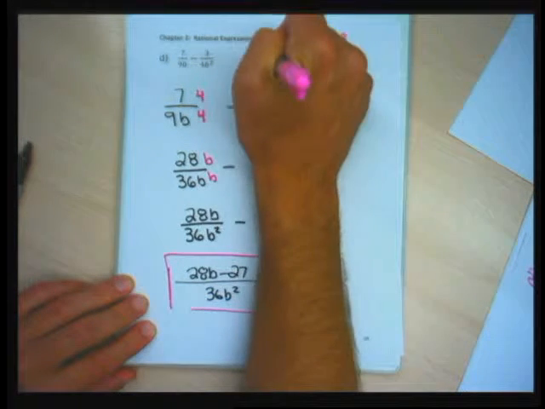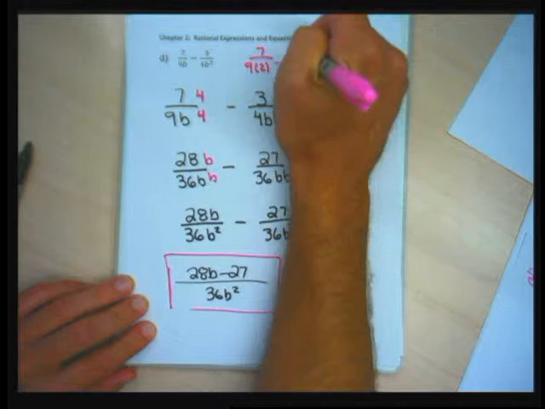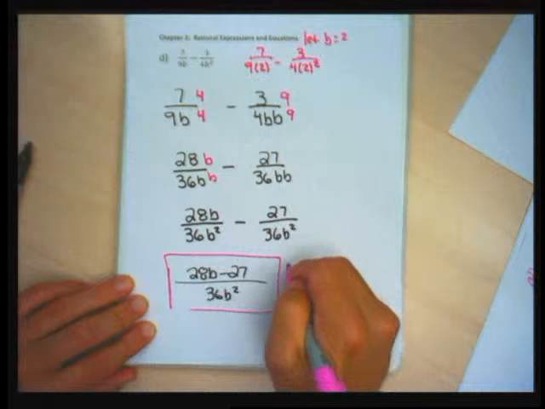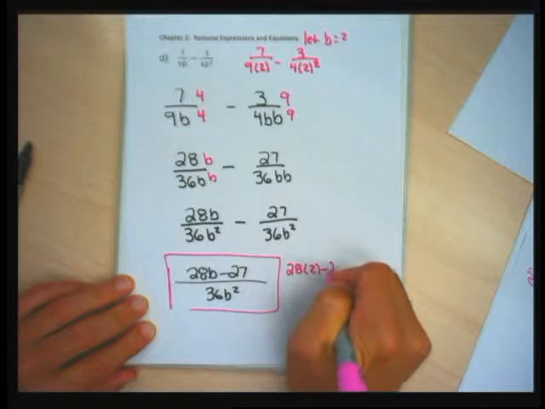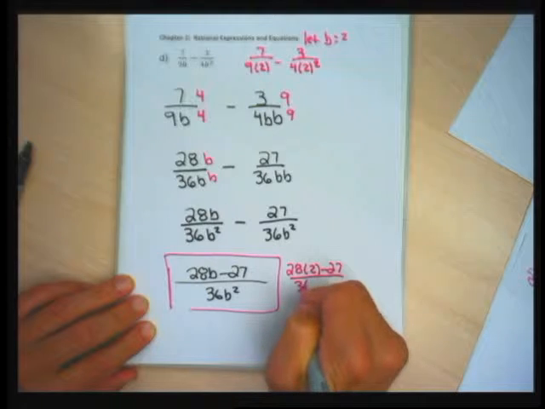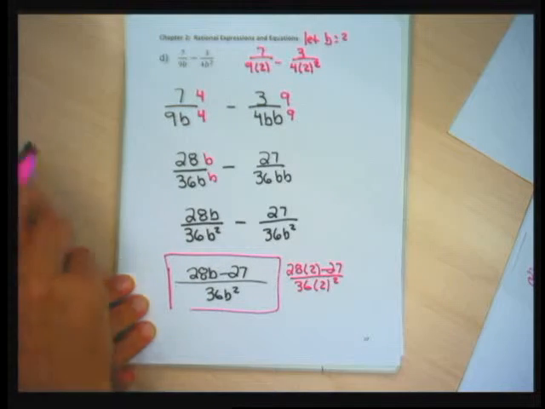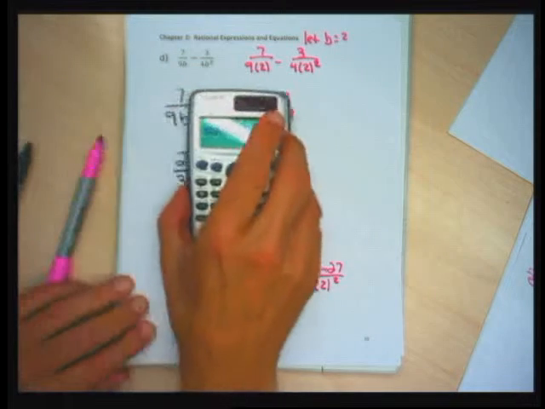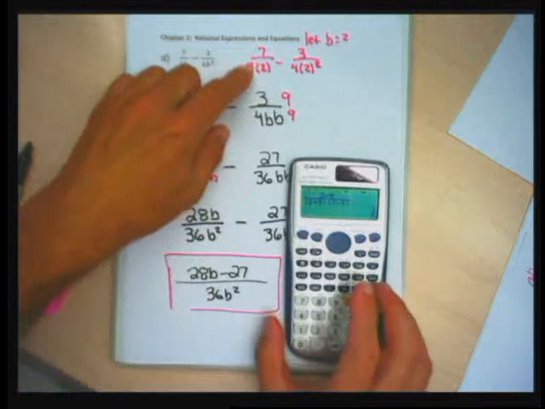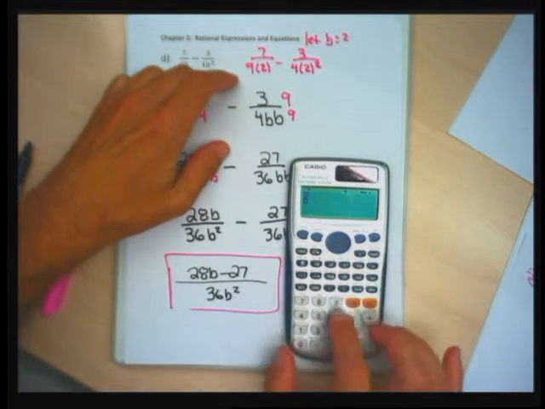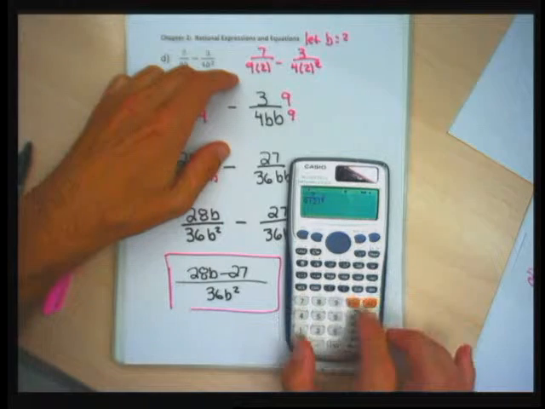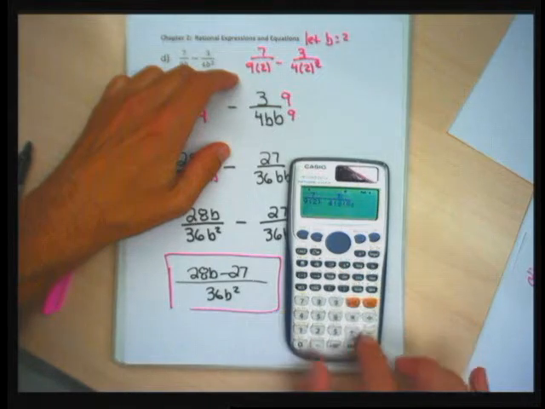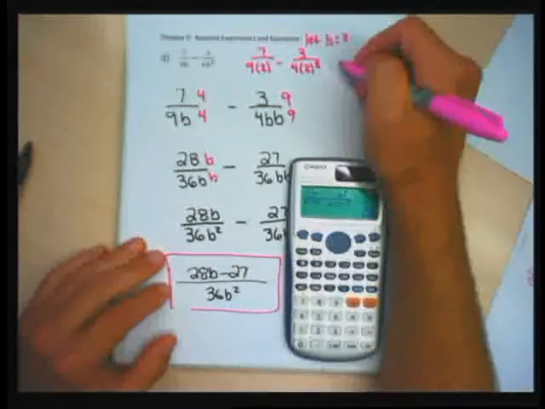I'm going to go 7 over 9 times 2 minus 3 over 4 times 2 squared. And I'm also going to go 28 times 2 minus 27 over 36 times 2 squared. The answer almost looks more complex than the original problem, but it's the correct answer because it's only one fraction as opposed to 2. So checking the original problem, fraction 7 over 9 times 2 minus fraction 3 over 4 times 2 squared, I get 29 over 144.